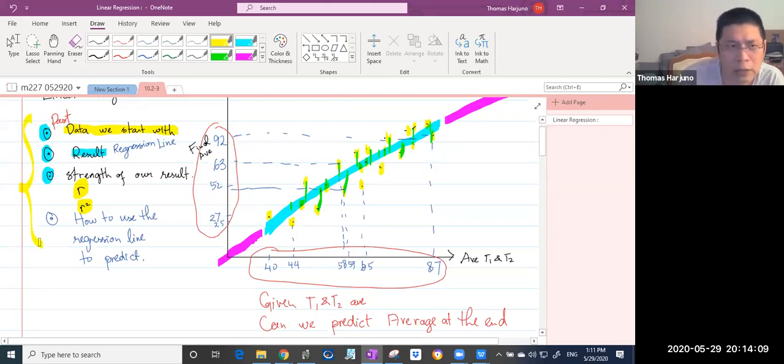In my old test, I asked them to find the R by hand. Don't worry about that. You will just find the R by calculator.